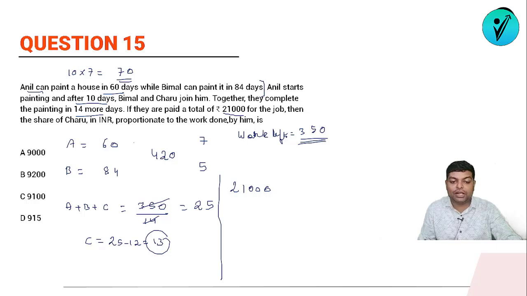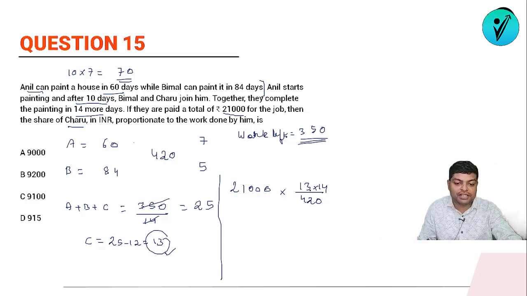So if they are paid a total of 21,000 for the job, then the share of Charu is, see, every day Charu completes 13 units of work and Charu has worked for 14 days. So how much unit of work Charu will be doing? Okay, out of total 420 units of work, Charu is doing how much work? 13 into 14. Okay, so this is the fraction of work that Charu is doing. And in whatever fraction you have worked, you will be getting the money in that fraction itself.